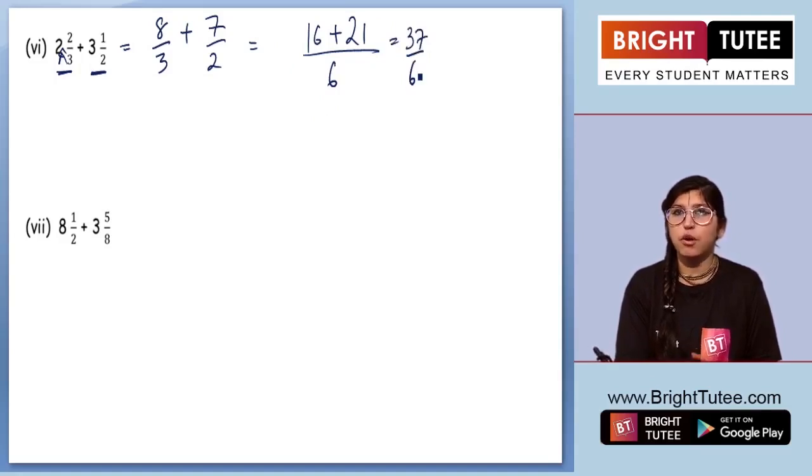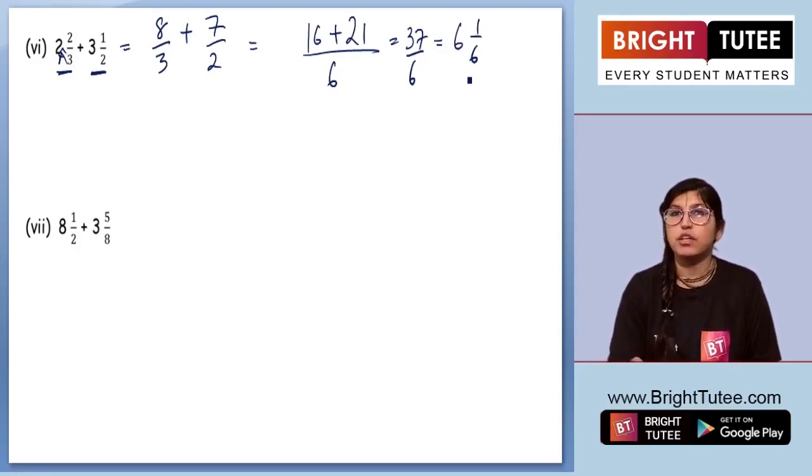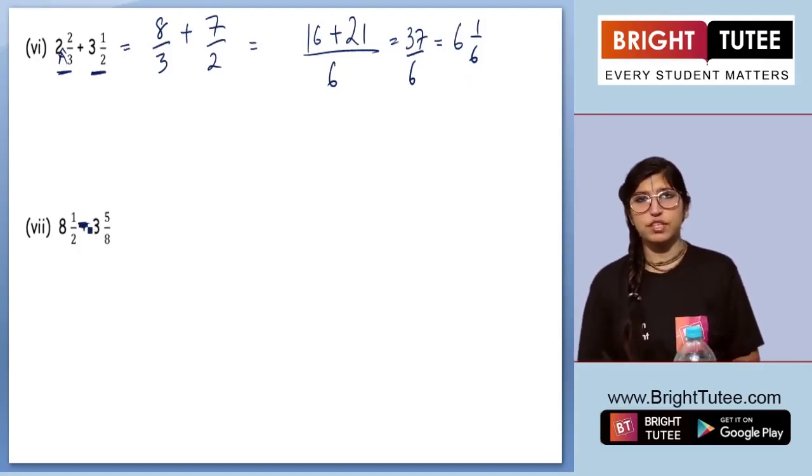Again, it's in the standard form, but an improper fraction. So we'll be converting it to a mixed fraction. Sorry, we'll convert it to a mixed fraction. So if it's improper, we'll be converting it to a mixed fraction. So we're getting 6, 1 by 6. Now let's move on to the seventh part.